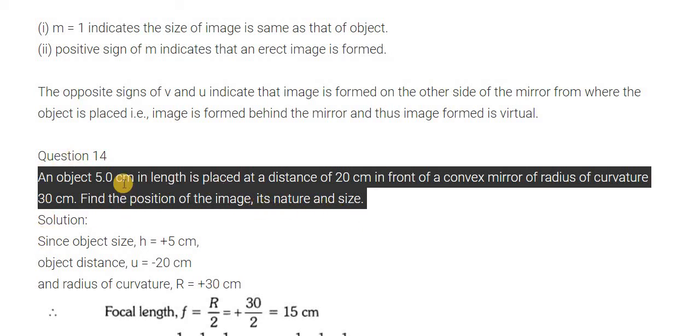So here first of all we have to write down the given data. The first one is the object size. It's 5 centimeter and it's above the principal axis. So it is plus 5 centimeter. And the object distance u is given, it's 20 centimeter. But as per the Cartesian sign we have to take minus 20. And the radius of curvature is given 30 centimeter, and half of the radius we consider as the focal length. So the focal length f is equal to r by 2. So it's 15 centimeter.